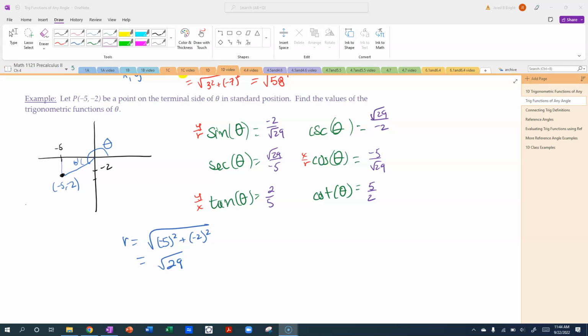So there we go. We now have another definition of trigonometric functions using any angle, even if the angle corresponds to a point that is not on the unit circle.